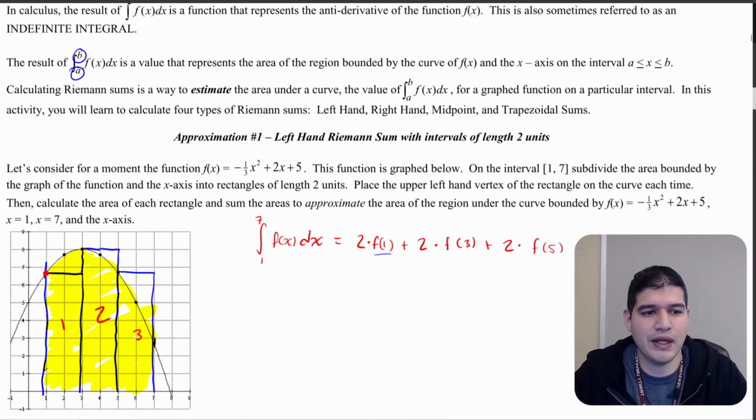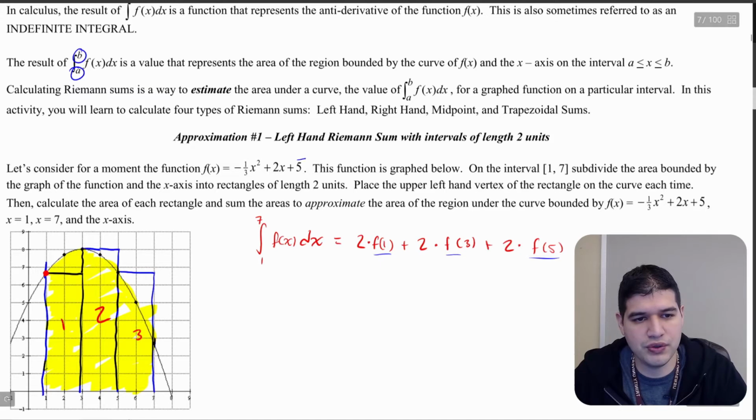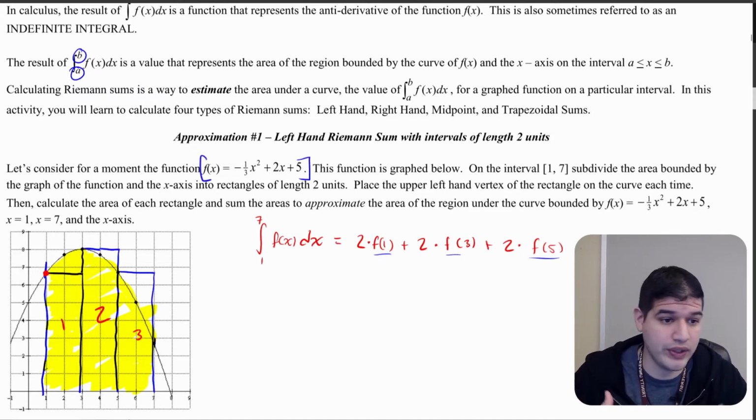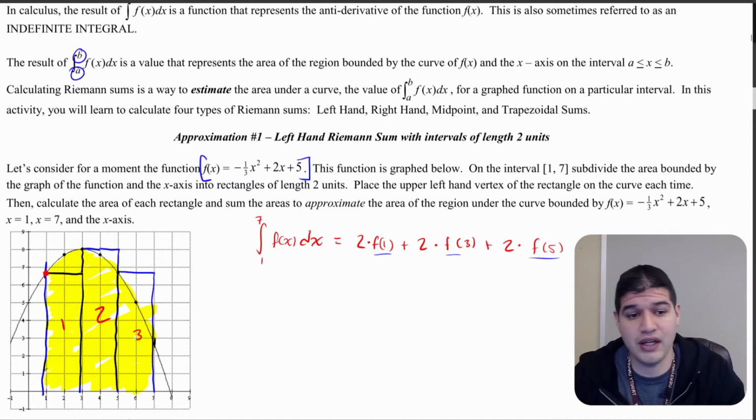So you might be thinking, how am I going to find f of 1? How am I going to find f of 3? How am I going to find f of 5? Because I don't have those exact values. Well, we do have the function, so we can type in f of 1, f of 3, and f of 5 and get the exact values.